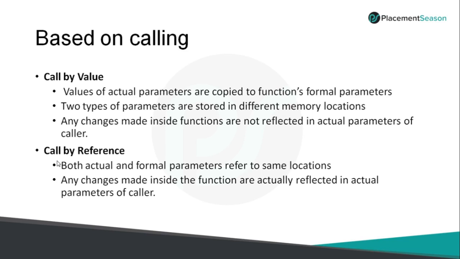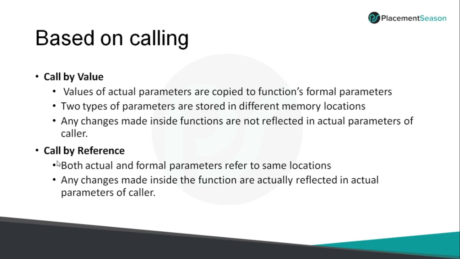So both the actual parameter and the formal parameter, that is the parameter which is passing inside the function, refer to the same memory location in call by reference. So as I said earlier, the changes made inside the function will be reflected in the main function also. In call by value, we are just sending a copy of the value. In call by reference, we are sending the actual value's address.